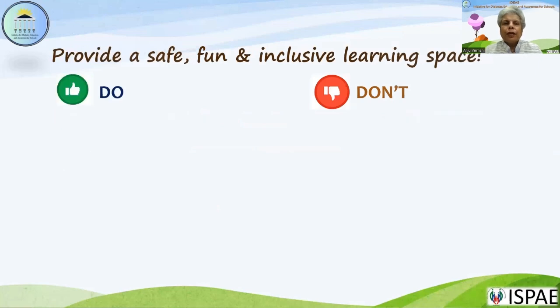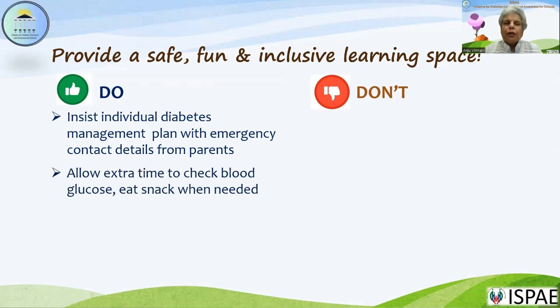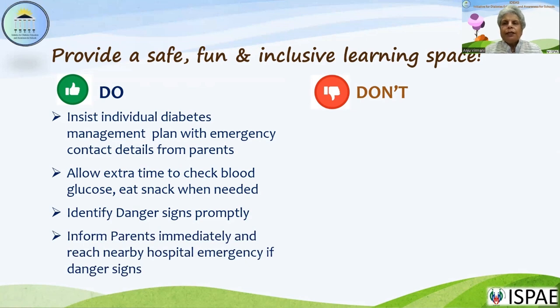Coming now to providing a safe, fun, and inclusive learning space in school, what can the teachers do? They should insist on individual diabetes management plans with emergency contact details which are prepared by the parents, the child, and the teacher. They should allow extra time to check blood glucose and eat snacks when needed. You should know what the danger signs are, how to identify them promptly, and how to manage them. And when things are getting out of hand, be able to inform the parents and reach the nearby hospital emergency.